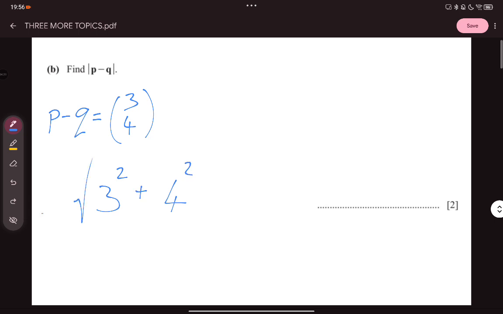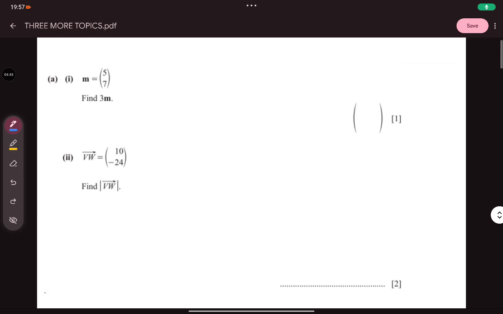Add and square root. That's all we need to do with this kind of question. With a magnitude of a vector question, recognize it, it looks like that. When you see them on your exam, you'll know what to do. You just take the first number in your vector, the top number, square it. The bottom number in your vector, square it, and then add them together and square root.